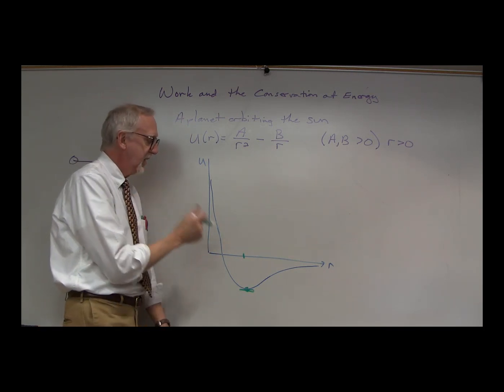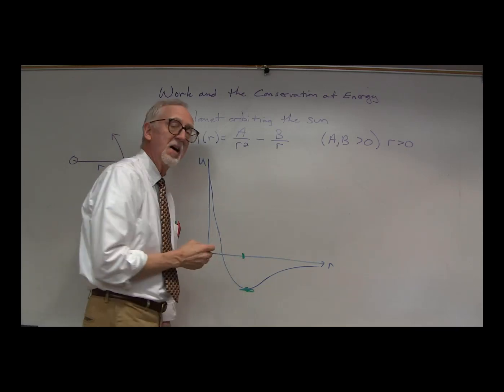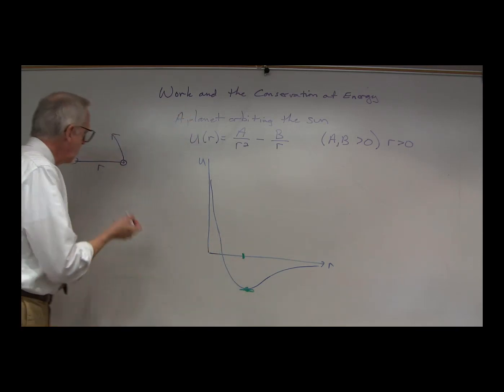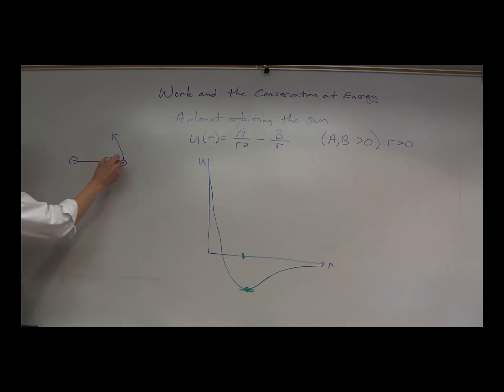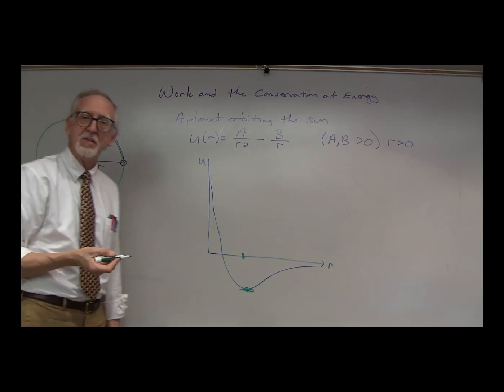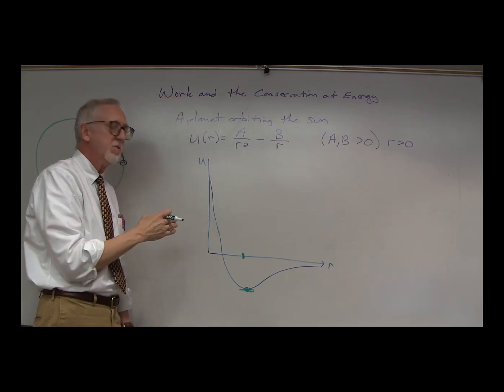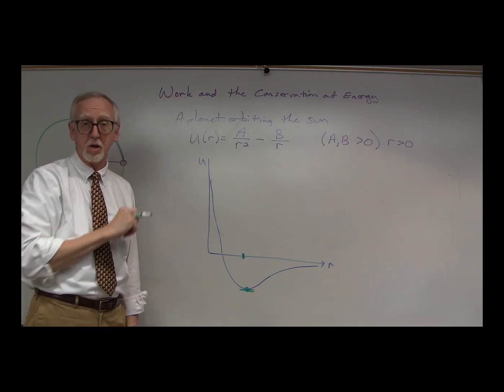So what does this mean? It means that it's going to maintain a constant radius. Well, what would an orbit look like with a constant radius? It's going to look like a circle. So the planet orbits around the sun at a constant radius in a nice circular orbit.